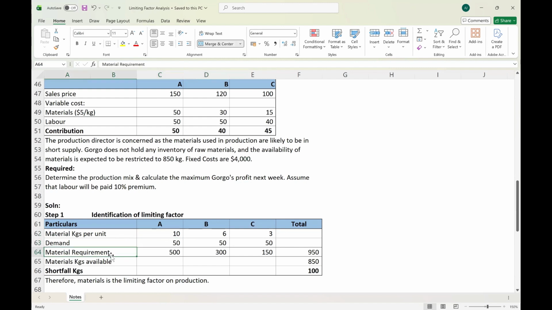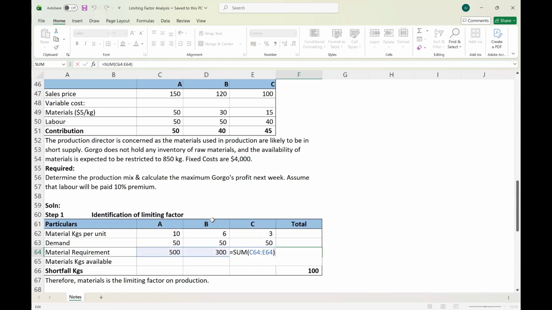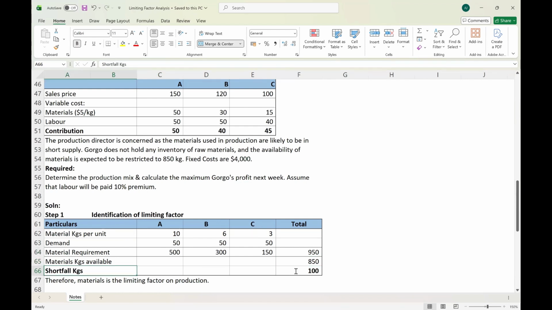So can I find out the requirement here? Material kgs per unit multiplied with the demand. I will get the material requirement. So what is the total? Total material requirement is 950 kgs. And how much is available? See, I told you it will turn out to be the limiting factor. See, you needed 950 kgs, but you just have 850 kgs of material. So what is the shortfall? Shortfall is 100 kgs. Okay.